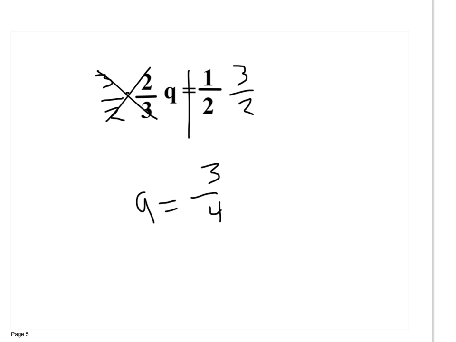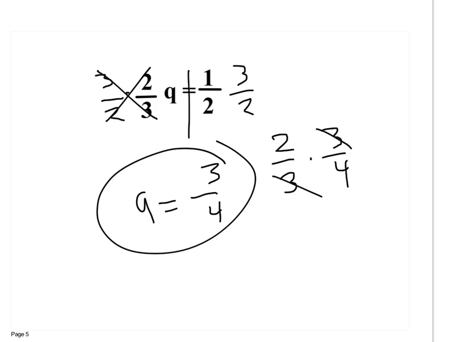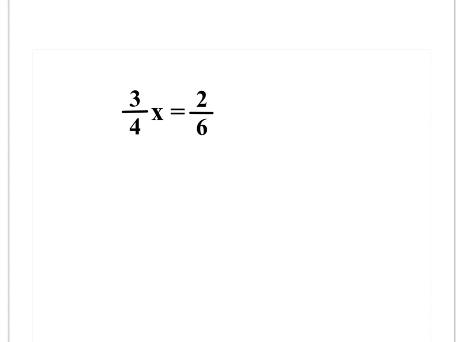Now I want to check my answer, so I plug 3/4 into Q. 2/3 times 3/4. Okay, the 3's would cancel. 2 over 4 is the same thing as 1/2. Q must be 3/4. All right, you guys write this down.